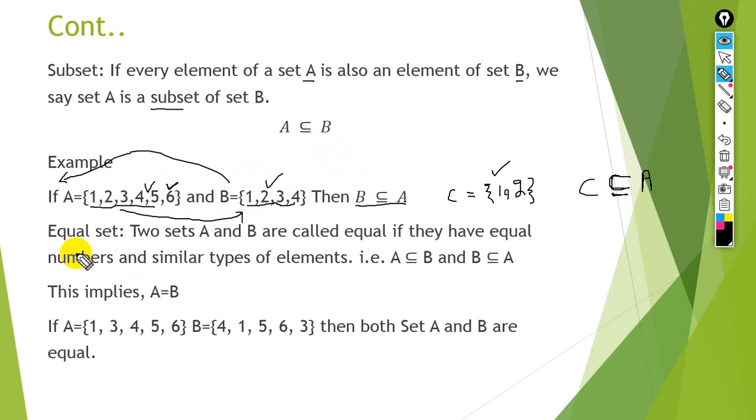So next, equal sets. When will sets be equal? Look at this: two sets A and B are called equal if they have equal numbers and similar type of elements. In this, A will be a subset of B and B will be a subset of A. It means that if all elements of A are present in B and all elements of B are present in A, we can say that these are equal sets.